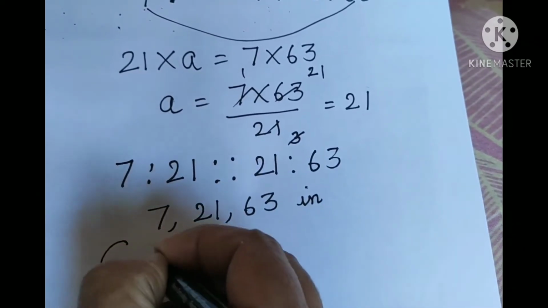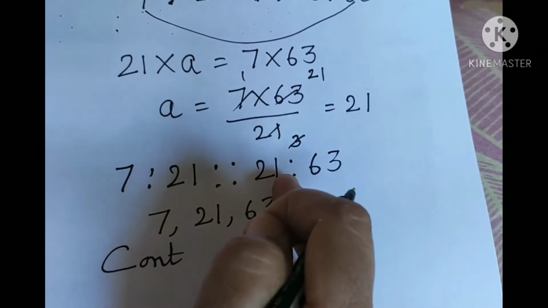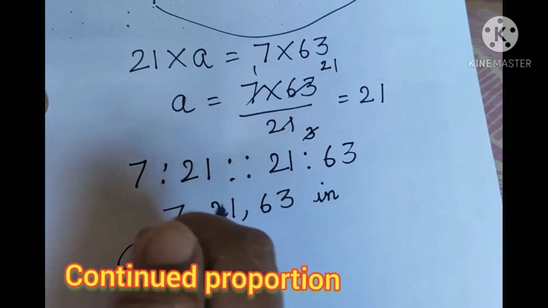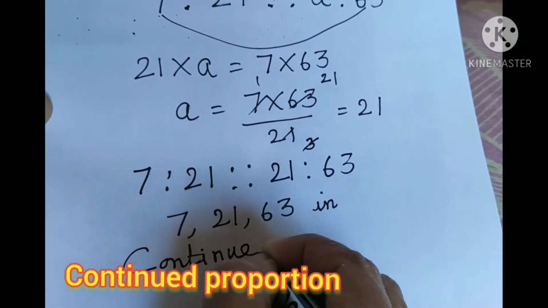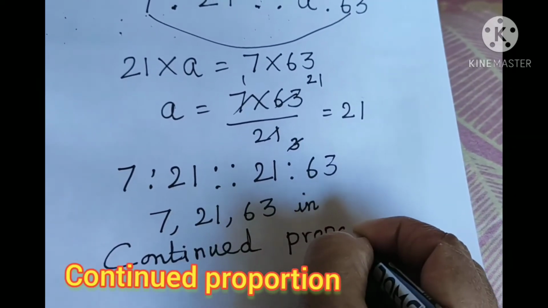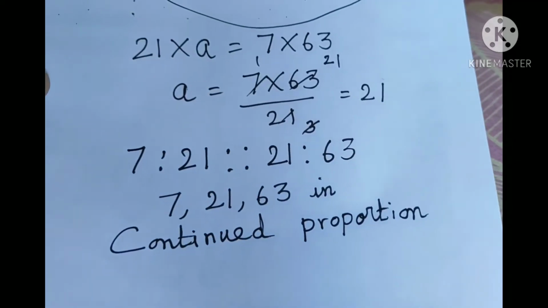They are in continued proportion. Two numbers, that is the means, are repeated. This can be written as 7, 21, 63 and they are said to be in continued proportion.